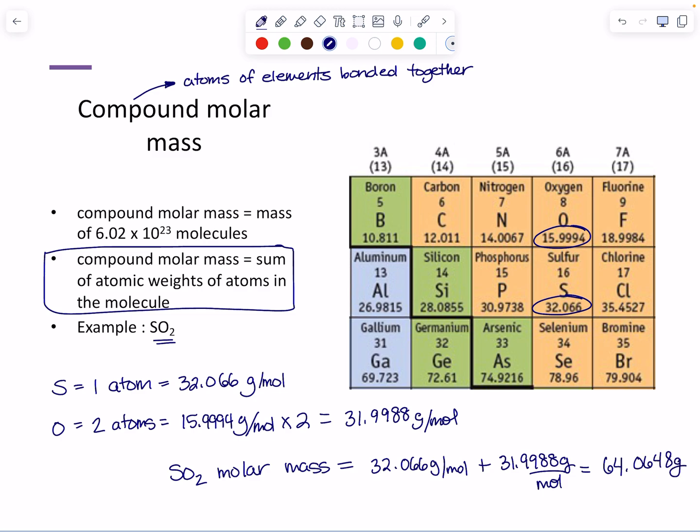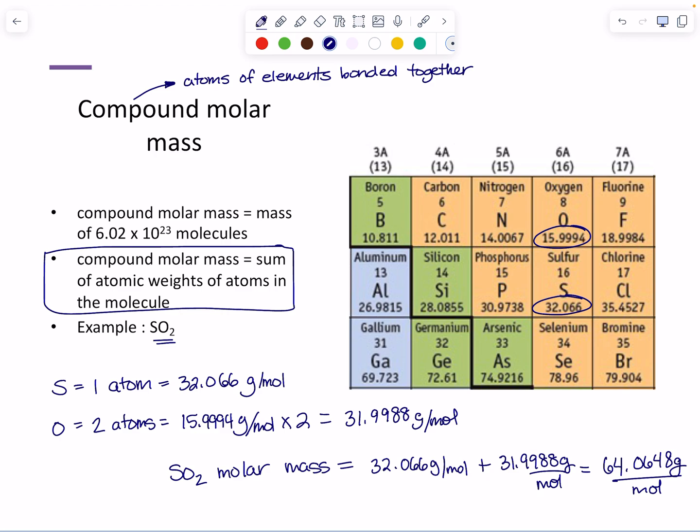64.0648 grams per mole. All right. Who here thinks chemists do this calculation all the time? Anybody? So, if we're working with a chemical in the lab and we need to make up a solution that has a certain amount of that material, the first thing we're going to do is probably look on the bottle of the chemical to find out what the molar mass is.